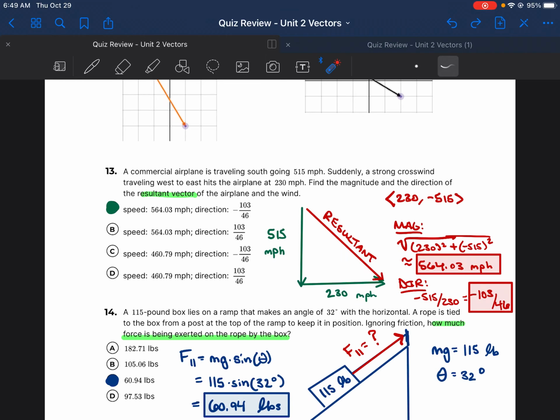So to find the magnitude, we know we're going to take the components, square them, add them together, and take their square root. Performing those operations in the calculator, you get that the magnitude of the resultant vector is roughly 564.03 miles per hour. That allows us to cancel out C and D here. The direction, however, we know is the vertical component divided by the horizontal component. So our direction is negative 515 divided by 230, which will reduce to negative 103 divided by 46.